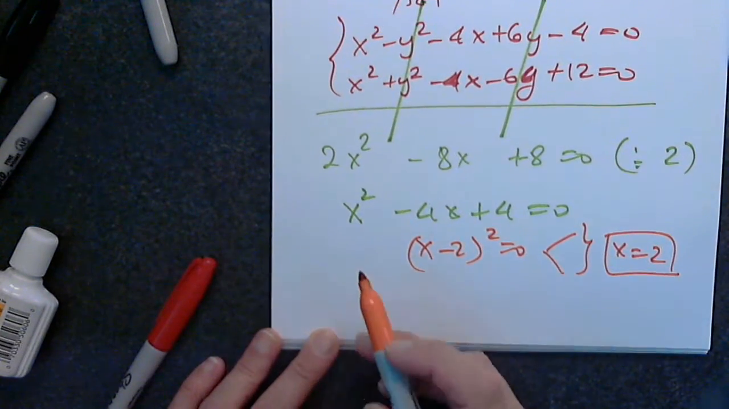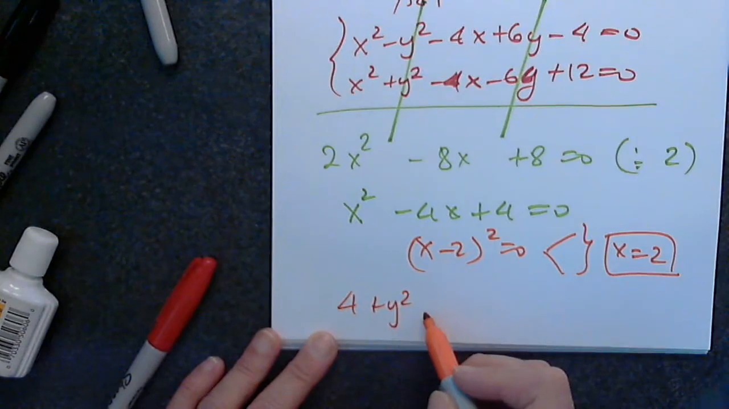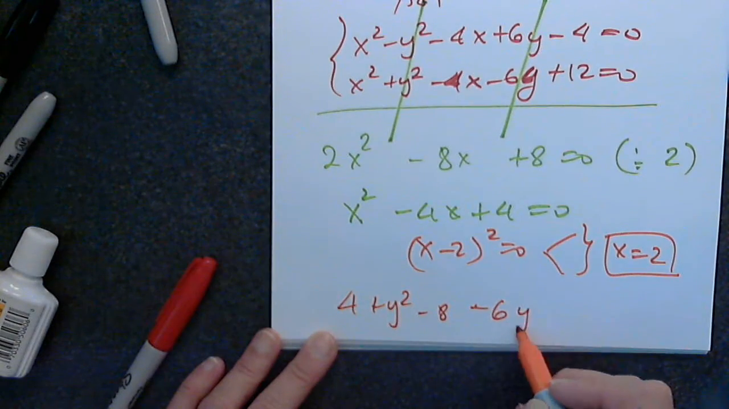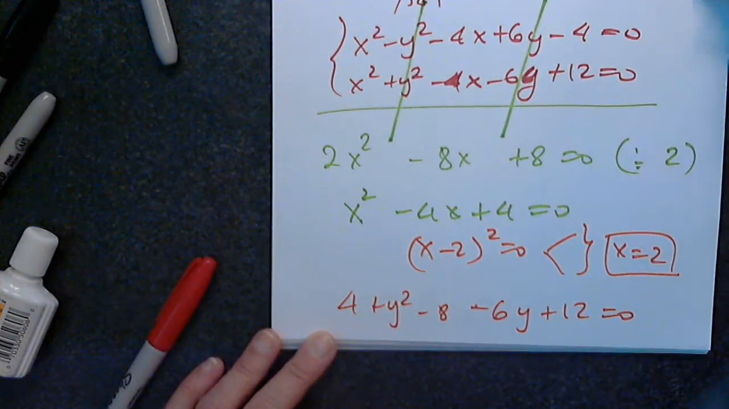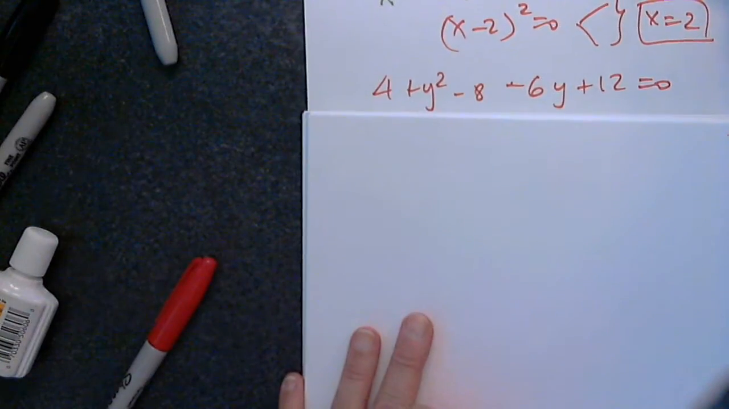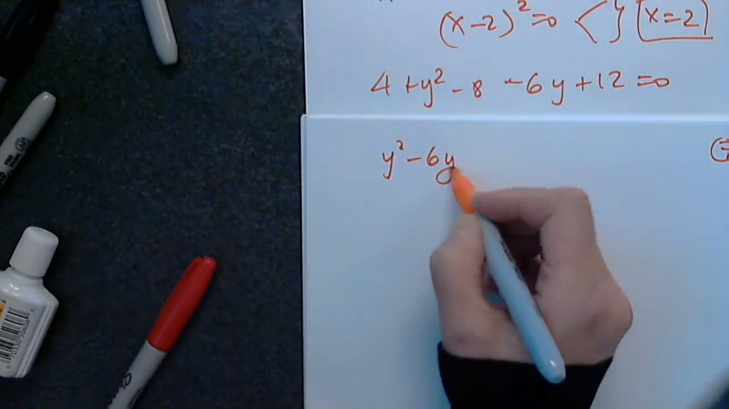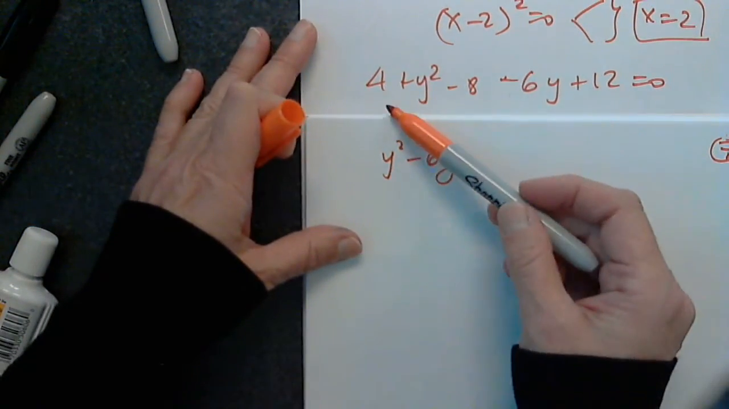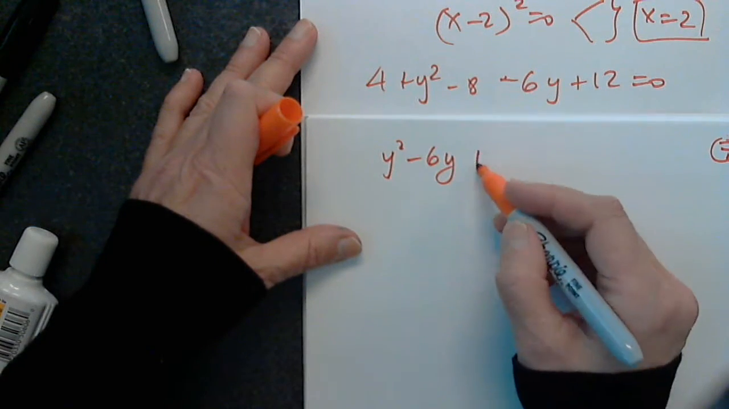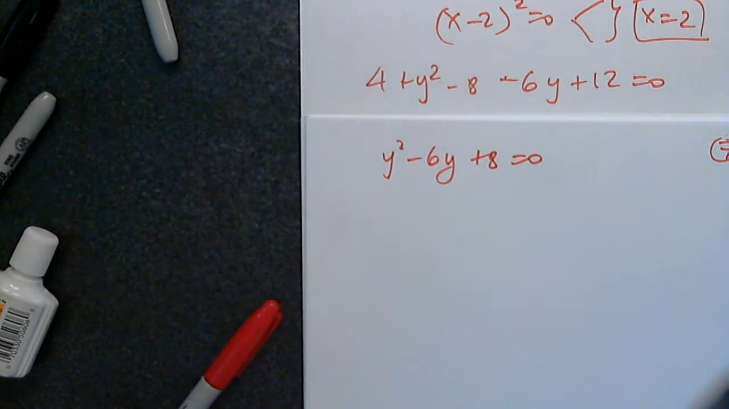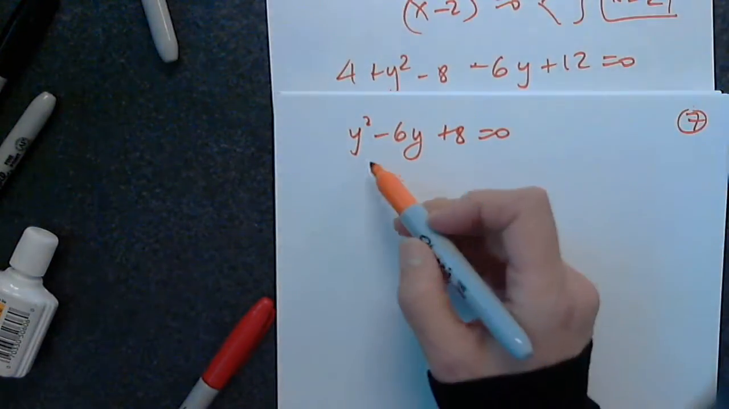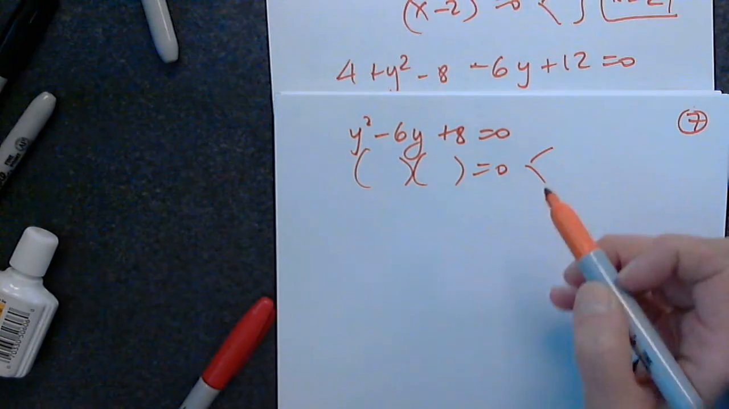Okay, I'll go back to the second one. So I have 4 plus y squared minus 8 minus 6y plus 12 equals 0. I combine like terms, arrange it in descending order, and then get y. So I have y squared minus 6y plus 16 minus 8, which is 8, equals 0. Again, I'm hoping that this is easy to factor. If not, I will use the quadratic formula. No problem there.